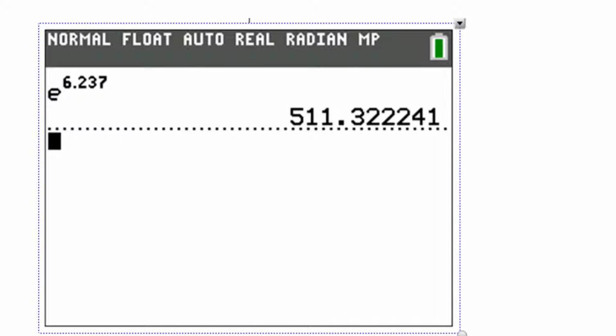We now want to take this and multiply it by 1. Anything multiplied by 1 is just itself. So my final answer on this one happens to be the 511.32. I have made that prediction then using my formula. This is the formula you would be using if you were doing something that was exponential. This is no different from what we've been doing before, except that it's exponential instead of linear.